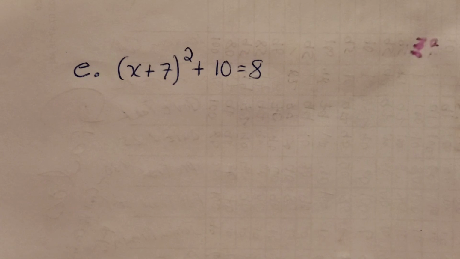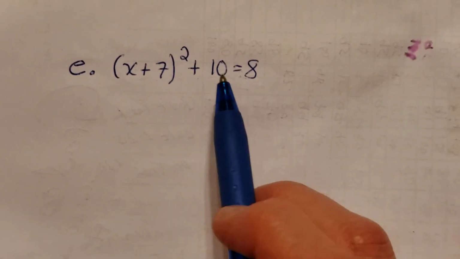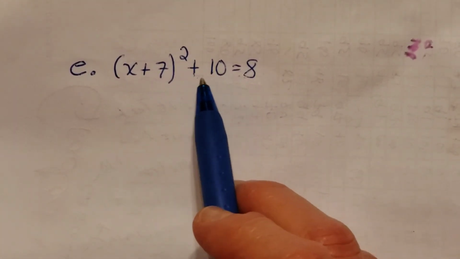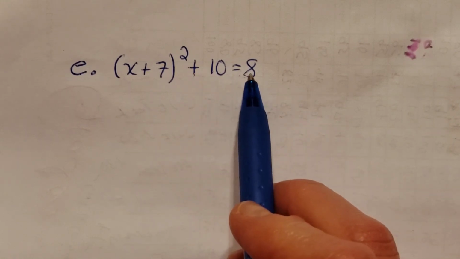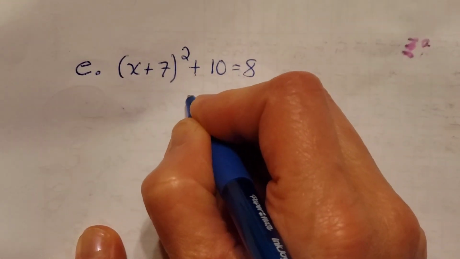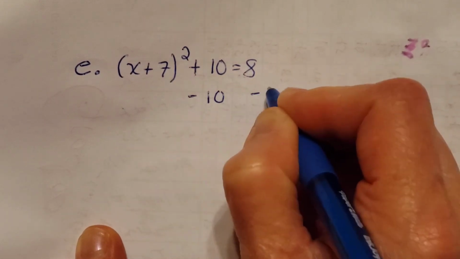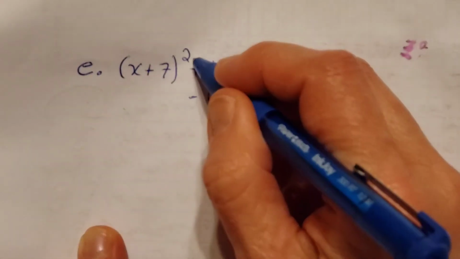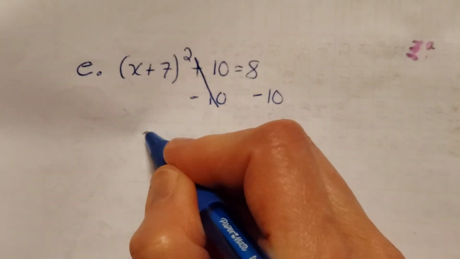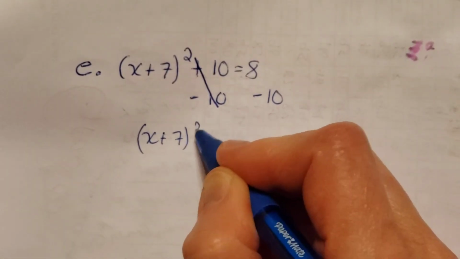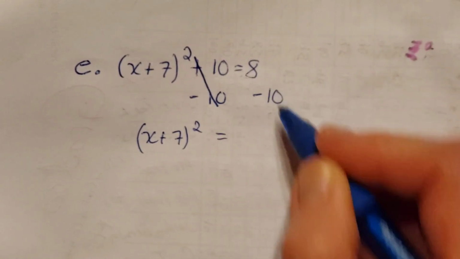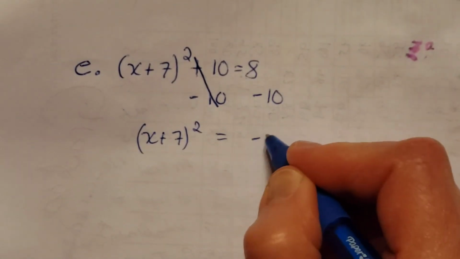So we still want x by itself. If you have something that's not inside the parentheses, you can go ahead and move that to the other side. So the first thing we're going to do on this problem is subtract 10 from both sides. So then we're done with that. So we bring down our (x plus 7) squared is equal to 8 minus 10, which is negative 2.